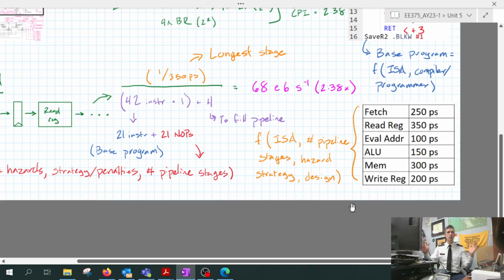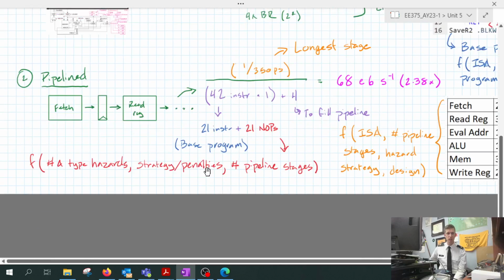As I increase my number of pipeline stages, then potentially each of these values gets cut down as my pipeline stages increase. Sometimes, though, if I'm implementing a really aggressive or complex hazard strategy, then I end up adding additional logic to some of these stages. So again, there's a cost trade-off in terms of what the delay values are for my processor.